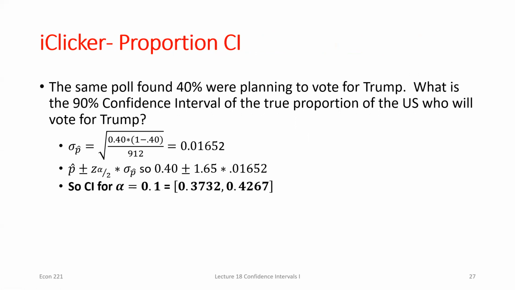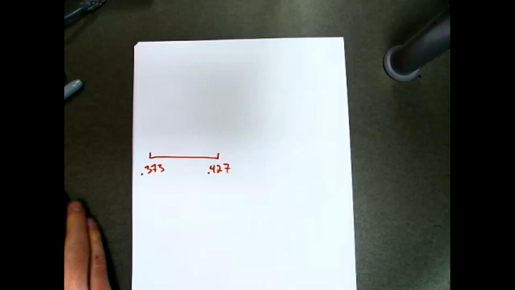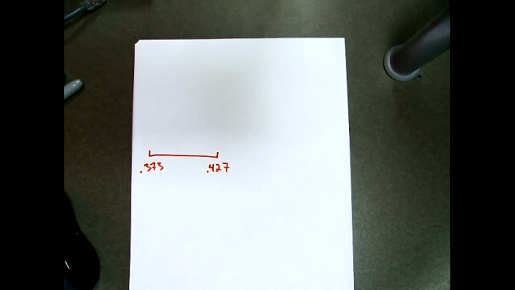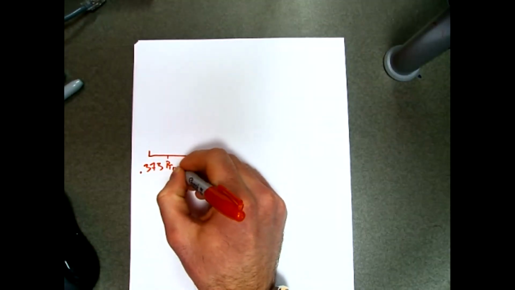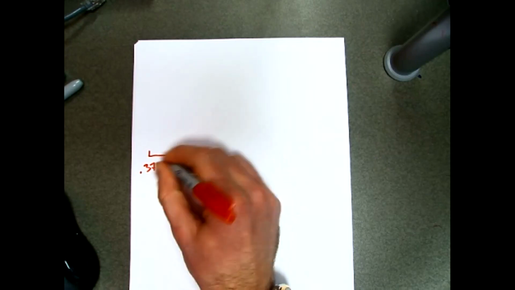So why this is interesting is we can kind of think about it. And what color? We should make the Republicans red, right? So 0.373 to 0.407. I'm just plotting that upper and lower bound on a number line. So the true proportion of people who are going to vote for Trump could be anywhere in this range.